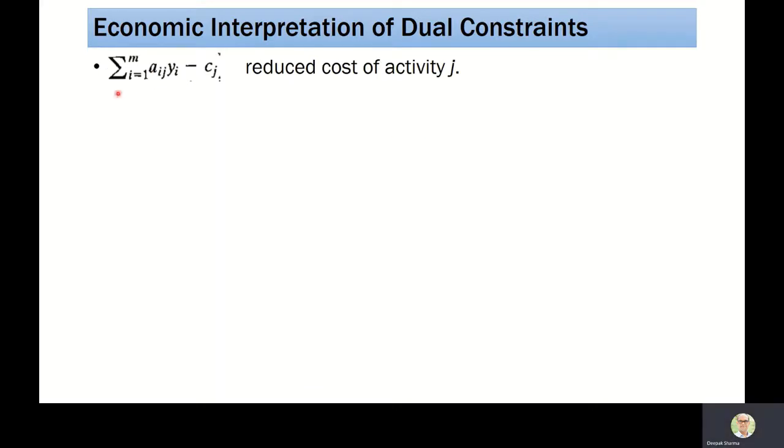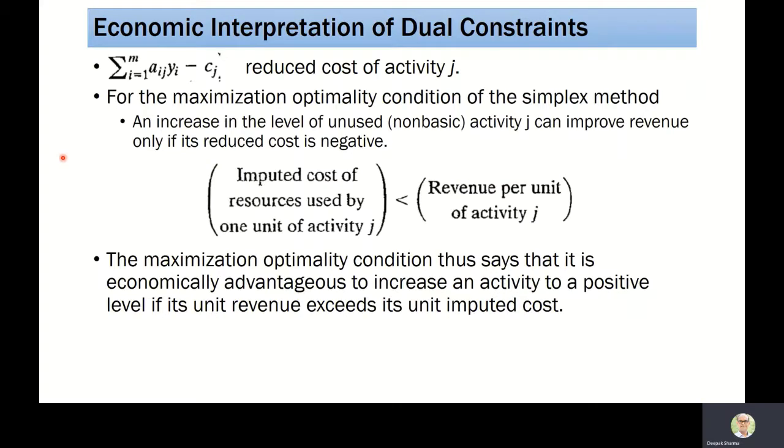So here, let's go ahead. As per our previous discussion, this is the imputed cost of all resources to make 1 unit of activity j, and this is the cj. That is nothing but the reduced cost of the activity j. For the maximization optimality condition of the simplex method, an increase in the level of an unused, which is basically non-basic, activity j can improve revenue only if the reduced cost is negative.